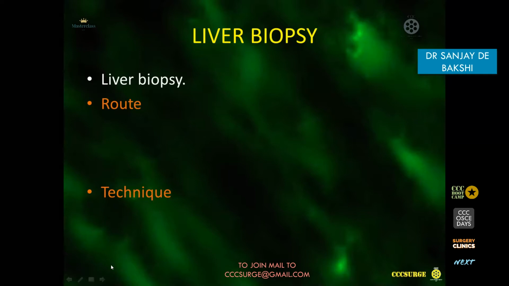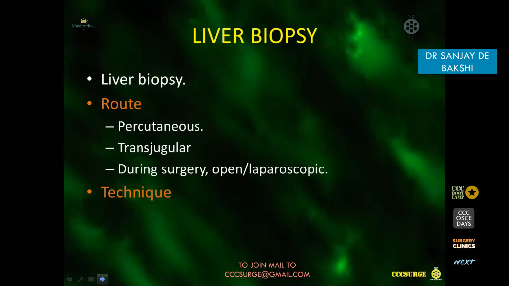So the routes of taking a liver biopsy are as follows. You do a percutaneous, that's a traditional thing when you're not doing surgery. You can do a transjugular, you put a needle down the jugular vein, get into the hepatic vein, and there you do a true cut biopsy from there. So that's also acceptable. And during surgery, either open or laparoscopic. And as I said, needle biopsy is the way to go, not really a wedge, if you want to avoid artifacts.